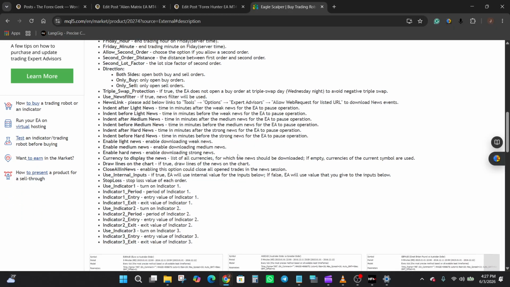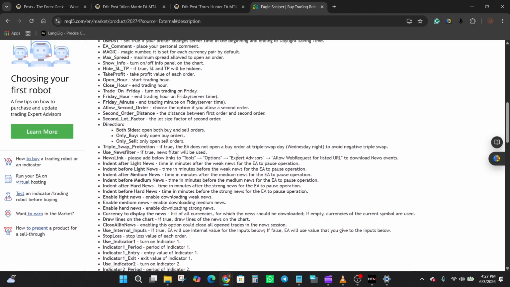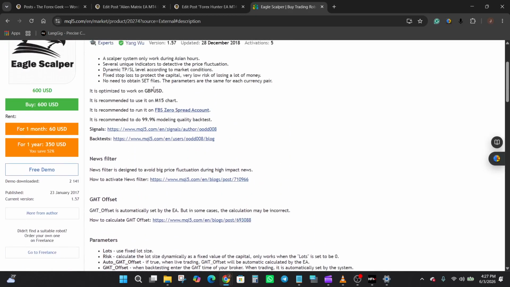Now, another important part here is the news filter configuration, which suggests it is trying to avoid sudden volatility around major economic releases. Before I move into the backtest section, I also noticed the recommendation here is to run it on GBP USD, using an M15 chart, and it even suggests using a low spread environment like a zero spread account for better execution conditions. So now I'm just going to switch over to the strategy tester and take a look at how this EA performs historically under those conditions.